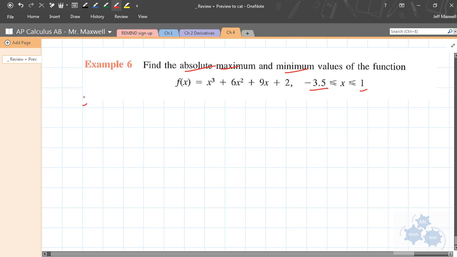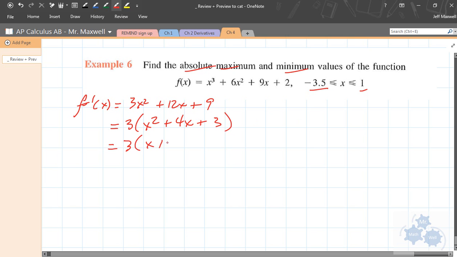Right? So f prime of x equals 3x squared plus 12x plus 9. We need to factor this and find out where the zeros are of this derivative. Take out a 3, that's x squared plus 4x plus 3. Factor that, that's x plus 3 and x plus 1.